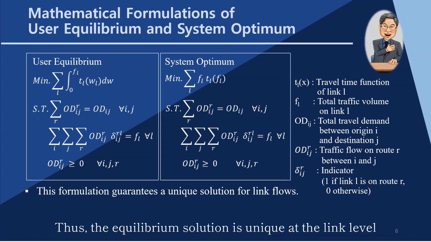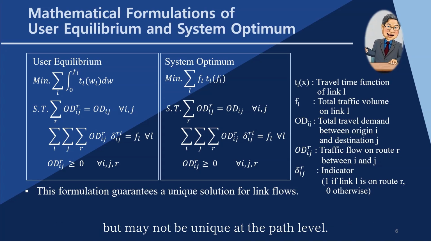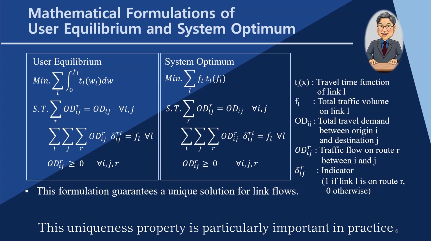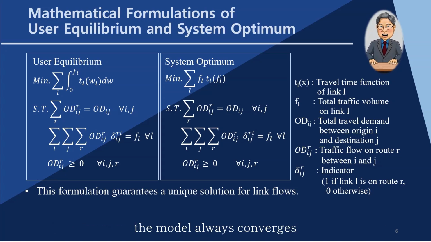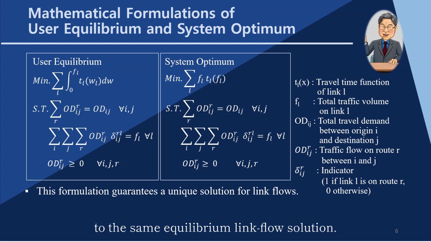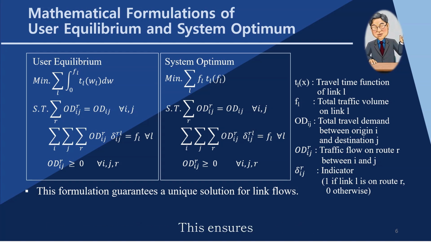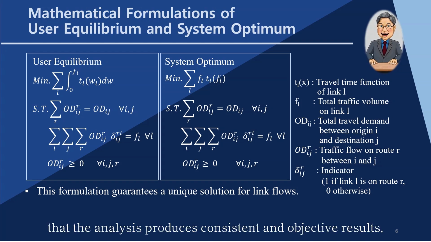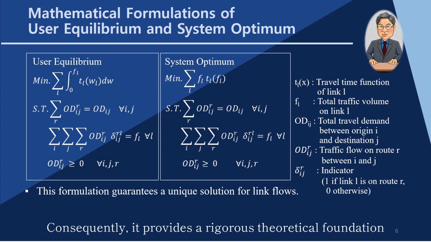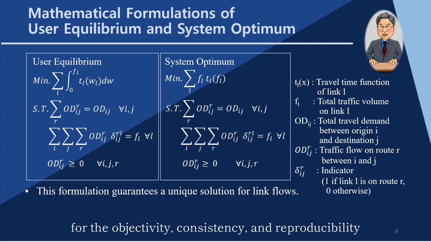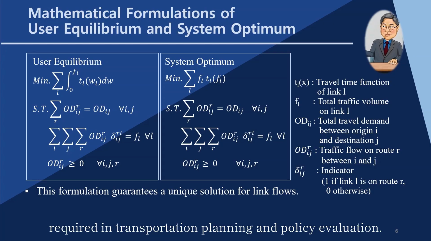Thus, the equilibrium solution is unique at the link level but may not be unique at the path level. This uniqueness property is particularly important in practice because given the same network and input data, the model always converges to the same equilibrium link flow solution. This ensures that the analysis produces consistent and objective results regardless of who performs the analysis. Consequently, it provides a rigorous theoretical foundation for the objectivity, consistency, and reproducibility required in transportation planning and policy evaluation.